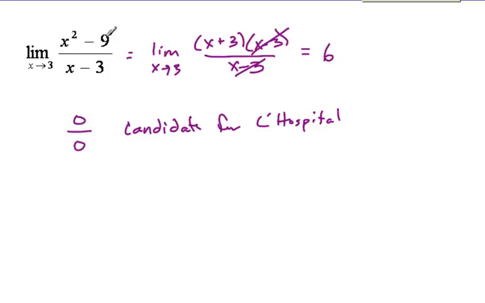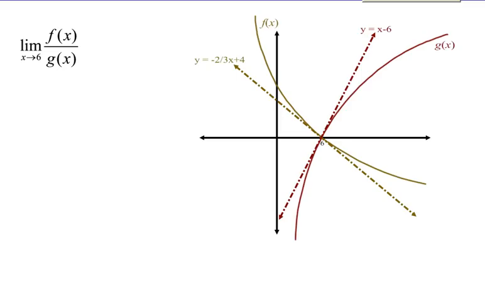All right, so since we got 0 over 0, that means that we can rewrite this, and oftentimes we'll put an equal sign with an H over it to indicate we're using L'Hopital. We're going to rewrite it by taking the derivative of the top. The derivative of x squared minus 9 is 2x, and the derivative of x minus 3 is 1. We plug in 3 and we get 6, the same answer we had up here. All right, so let's go ahead and take a look at this problem.